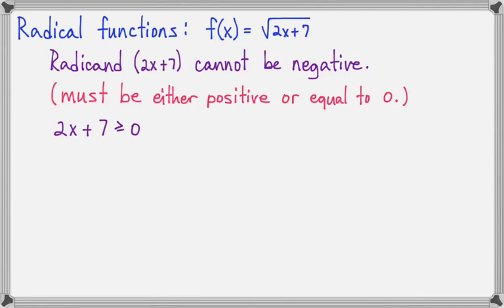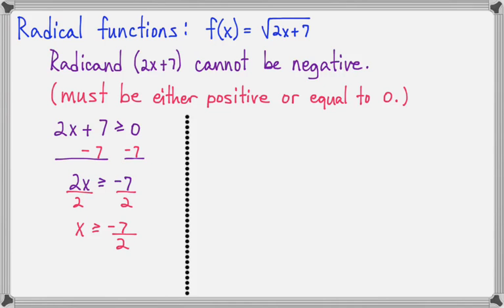So what I'm going to do is take what's inside the radical and figure out what it takes to make that greater than or equal to 0. Because greater than 0 is positive and equal to 0, we can see here, is allowed. So if I subtract 7 from both sides, I have 2x is greater than or equal to negative 7. Divide both sides by 2. X is greater than or equal to negative 7/2.